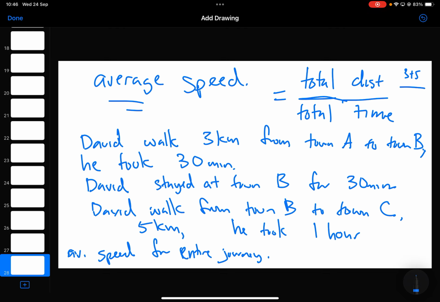Okay? Then the total time: he took 30 minutes, then rested for 30 minutes. This rest is also included because I only care about the total. So 30 minutes plus 30 minutes is 1 hour. Then the final walk he took 1 more hour. So altogether he took 2 hours. So in kilometer per hour that will be 8 kilometers per 2 hours. So 8 divided by 2, so 4 kilometer per hour. Okay, correct, Askar.